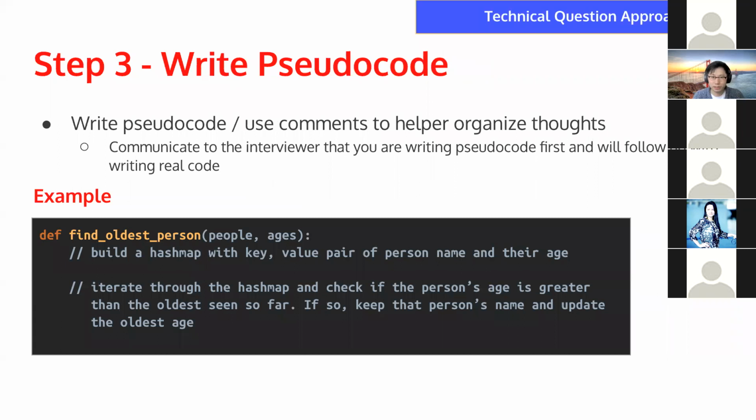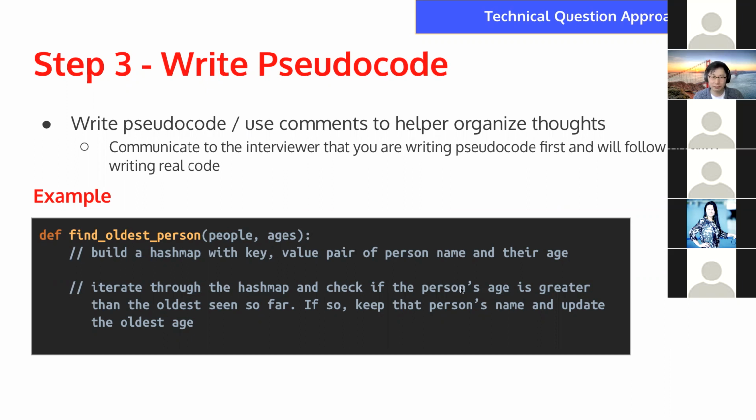All right, so once you've started to brainstorm the algorithm and share that thought process with your interviewer, you want to start writing code. And here, this is optional, but it could really help you to write pseudocode or even use comments to help organize your thoughts. Just communicate to the interviewer that you're going to write pseudocode or comments first and follow up with writing real code later.